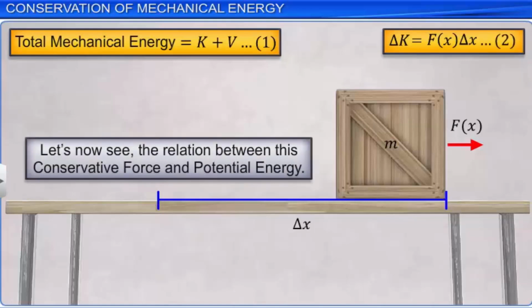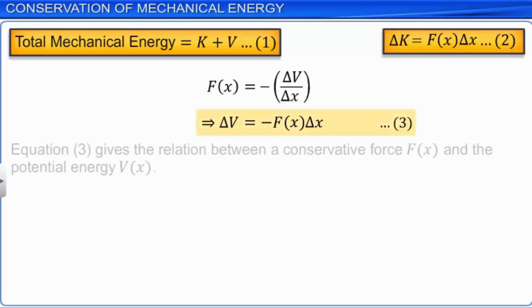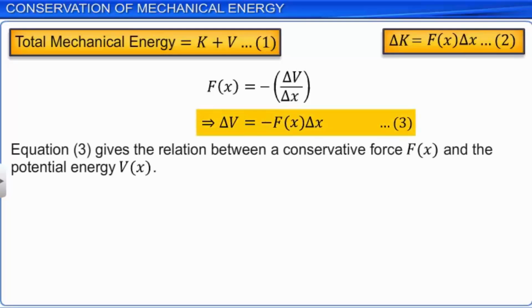Let's now look at the relationship between this conservative force and potential energy. Let delta V be the change in potential energy. As F of x is equal to the negative of delta V by delta x, we get delta V is equal to minus F of x delta x. Let this be equation 3. Equation 3 expresses the relationship between a conservative force F of x and potential energy V of x.